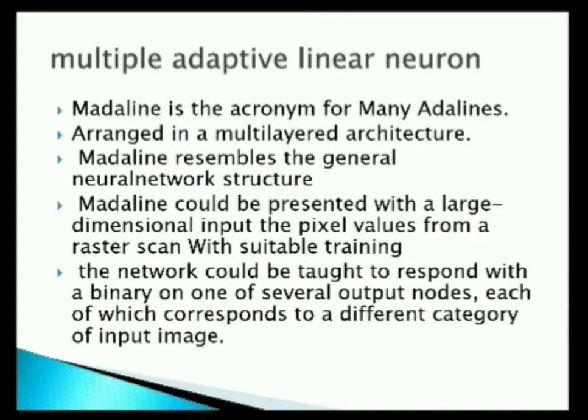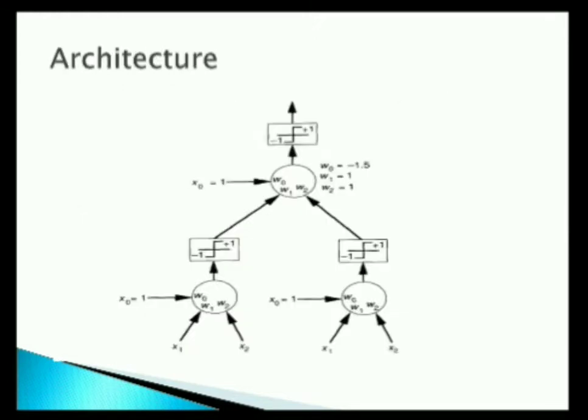But here, MADALINE is a combination of many ADALINEs arranged in a multi-layered architecture. It resembles the general neural network structure. It would be presented with a large dimensional input, the pixel values from a raster scan. With suitable training, the network would be taught to respond with a binary 1 on one of several output nodes, each of which corresponds to a different category of input image. So this is the architecture, that means connection of various ADALINE networks in a single unit. It's called MADALINE.